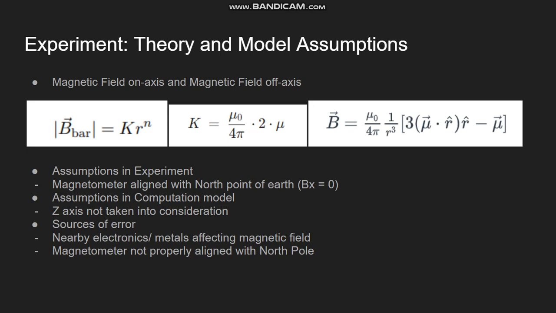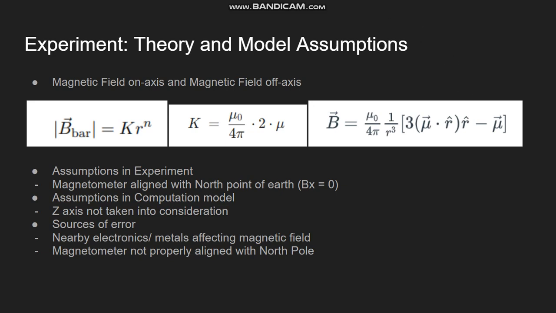Experiment, theory, and model assumptions. The main equations used in this experiment were the magnitude of magnetic fields from a dipole on axis and the magnetic field on an observational point off axis at an angle. The formula on the far right was primarily used in the model.